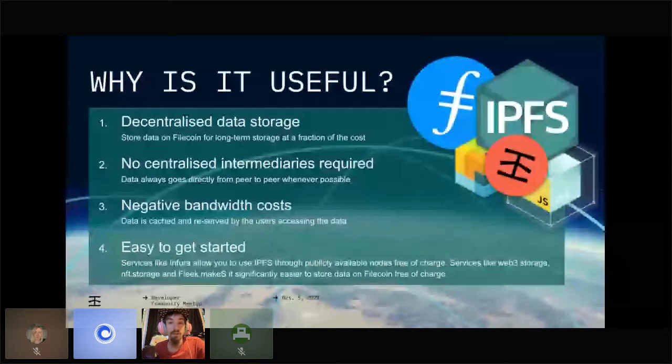It's easy to get started with IPFS. We have many learning resources available, be it workshops, proto.school, the IPFS docs themselves, and our wonderful community. Tools like Infura give you access to an IPFS node that's hosted on their end, enabling you to quickly get started and try IPFS out. Services like Web3.storage, NFT.storage, and Fleek allow you to store data on Filecoin for free and access it over IPFS. This makes it very easy to have your data available long-term through the use of simple APIs.